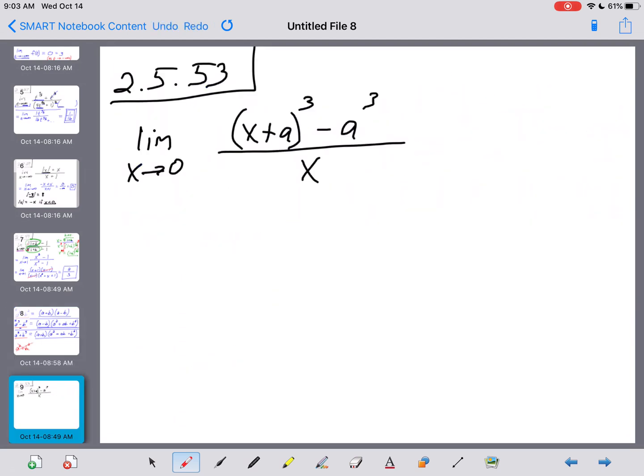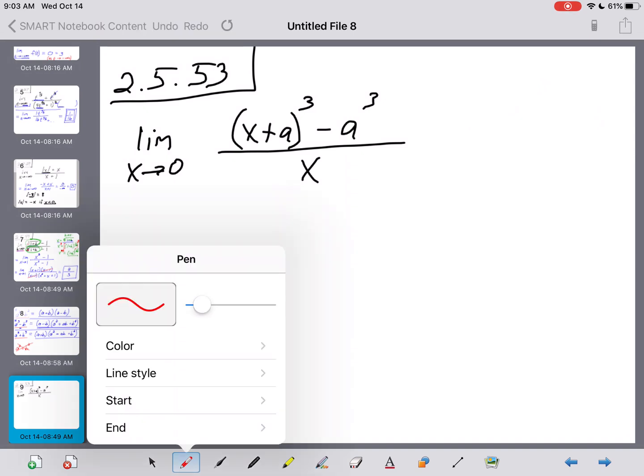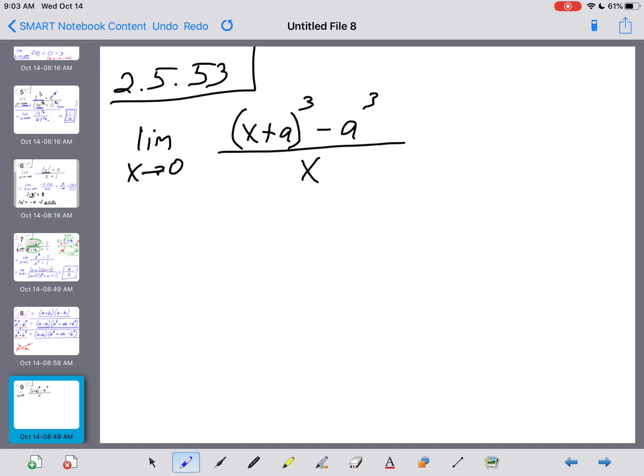All right, so we need to be a little bit creative on this one. Even though there's an a involved here, factoring and canceling could work. Factoring this as a difference of cubes would actually help us get that x there, because at some point there's going to be an x plus a minus a, and that's going to cancel. But I think most of you would prefer to go the other route, to expand rather than to factor. So what I'm going to do is multiply out the x plus a cubed.